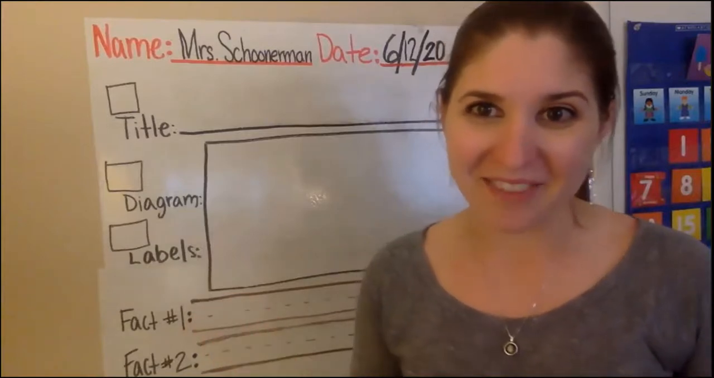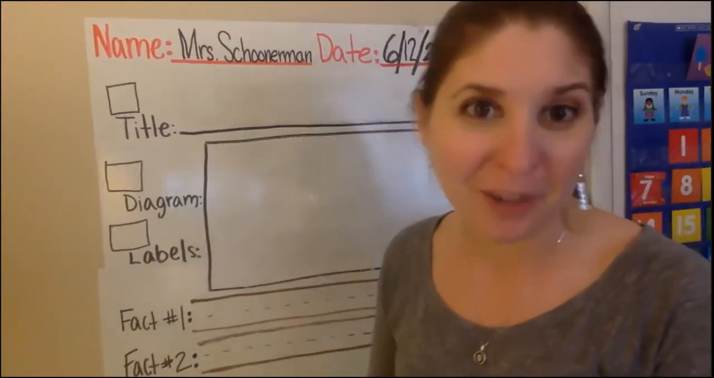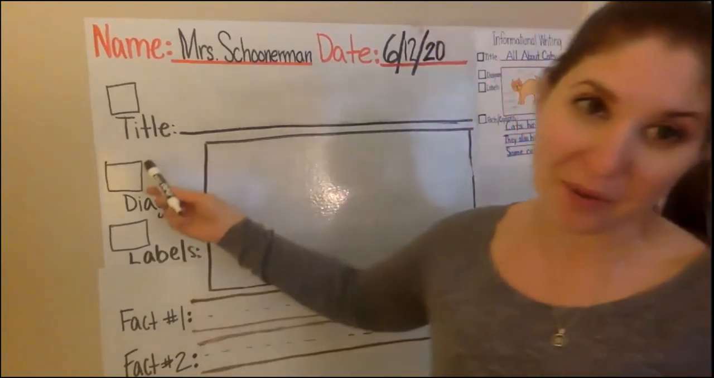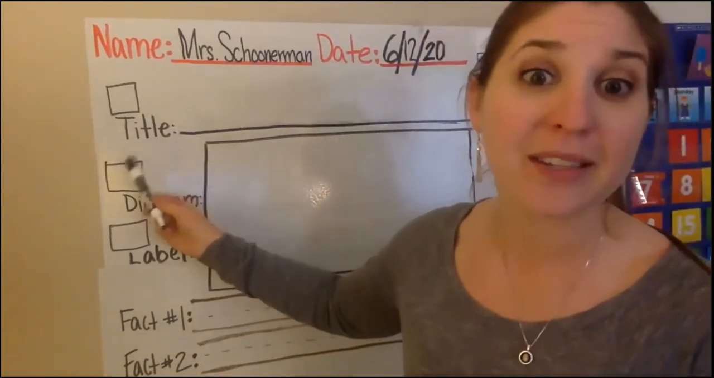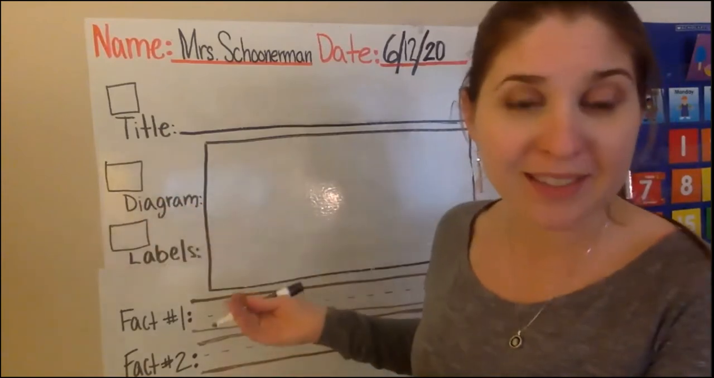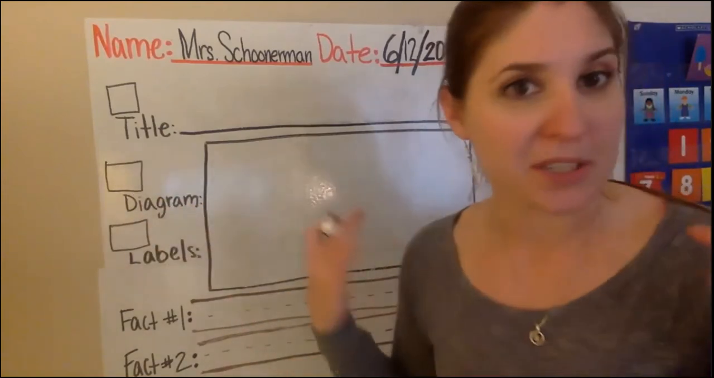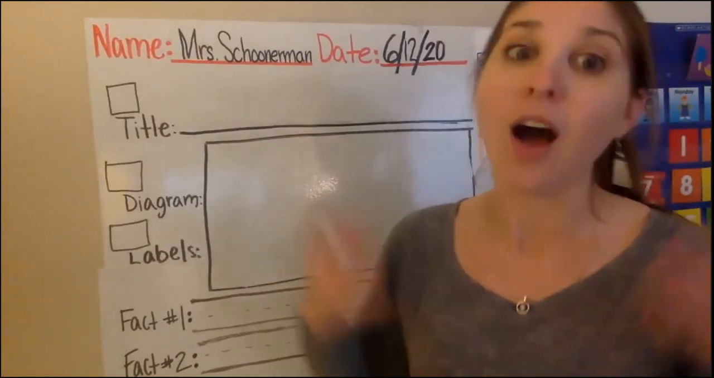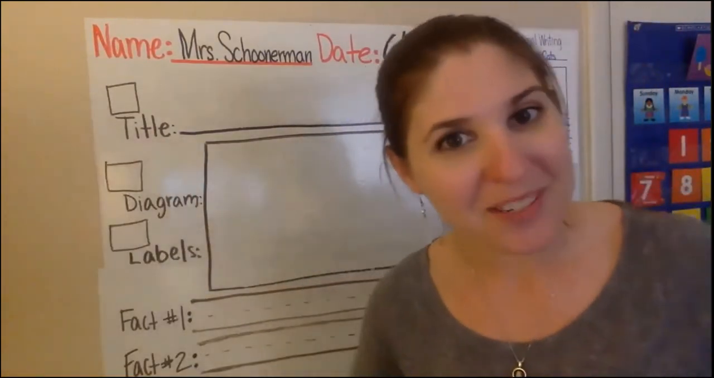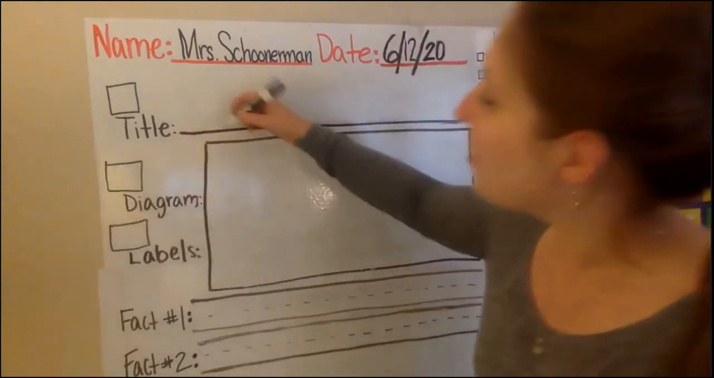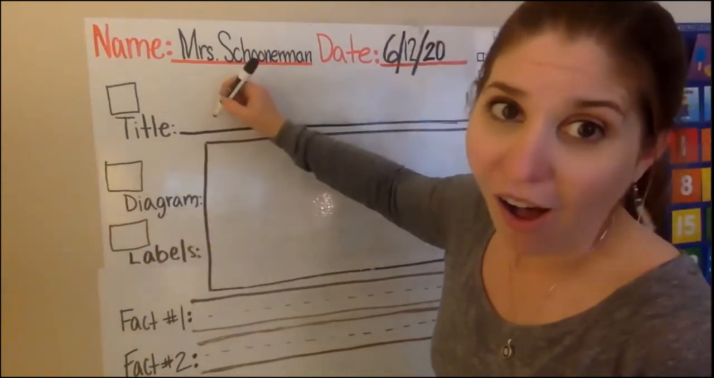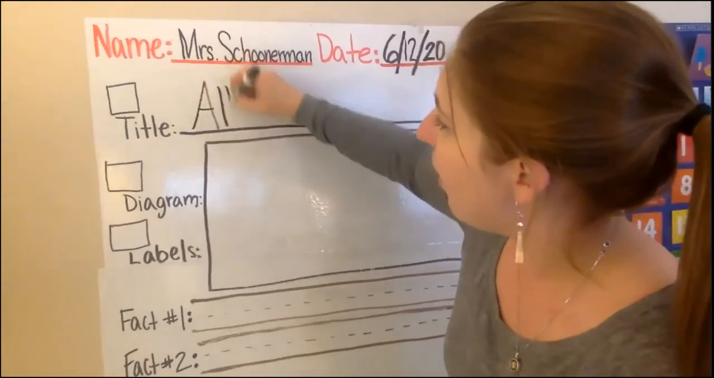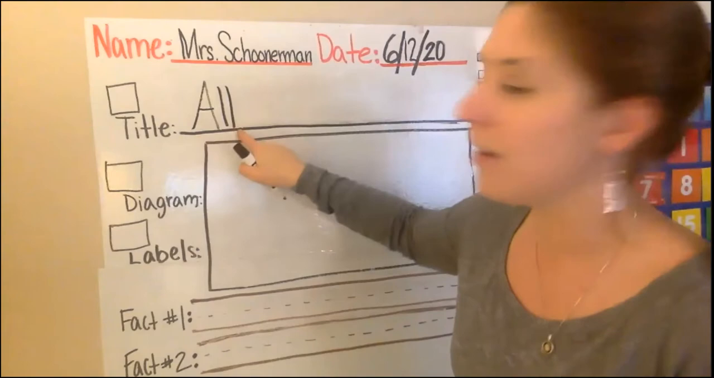All right, my friends, now that you have your paper and your pencil, it's time for us to write together. So the first thing we're going to do together is write a title for our writing piece. So our title, remember, is to tell our reader what our writing is all about. And today it is all about elephants. So that will be our title. So let's start with that word. We've written this a couple times this week. All, A-L-L, all.